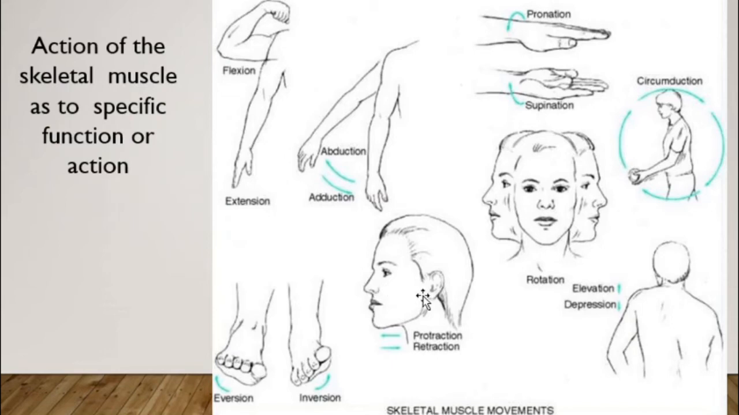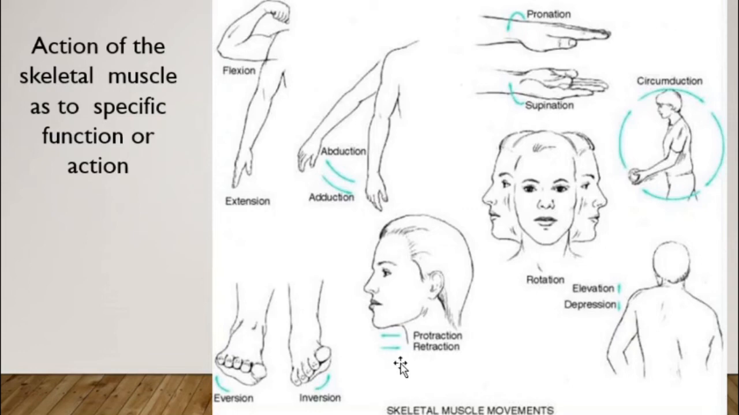Protraction and retraction are the movements of your lower mandible. In protraction, you move your mandible forward. If you move your mandible in retraction, you look like what Jim Carrey always did. Eversion is the movement of your feet.